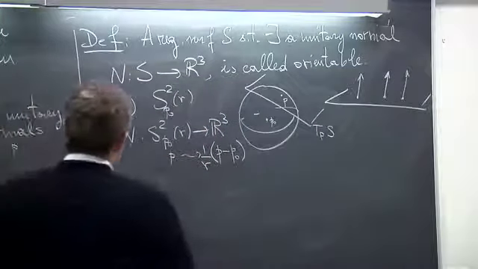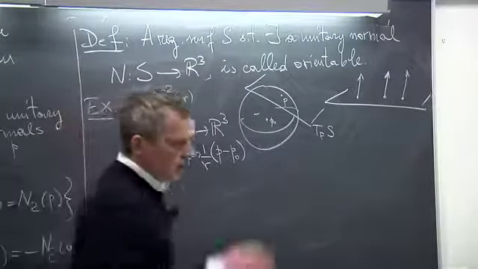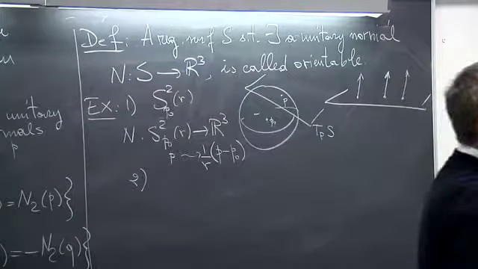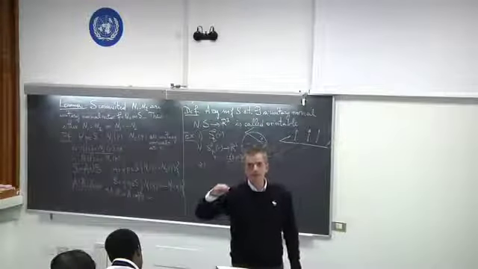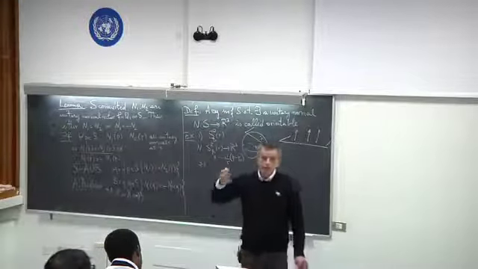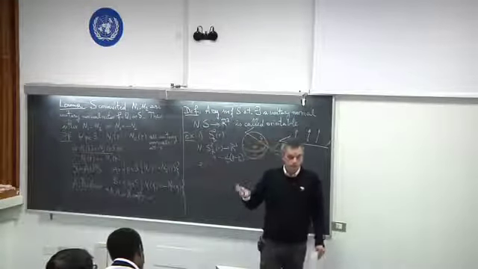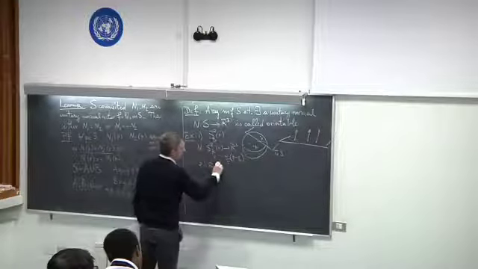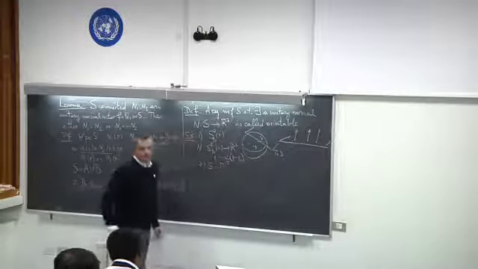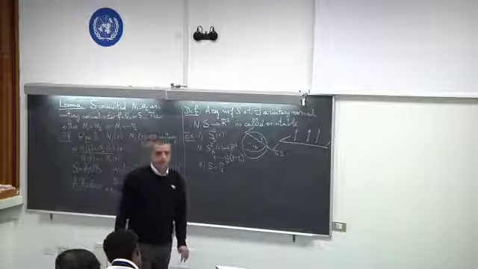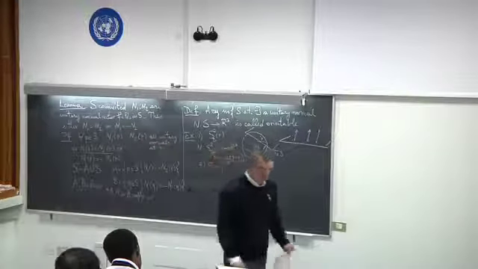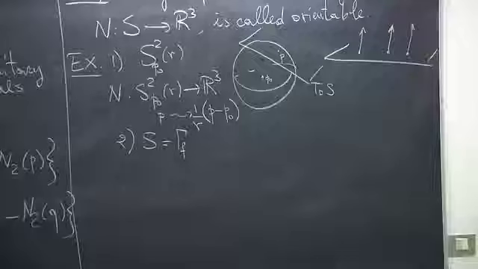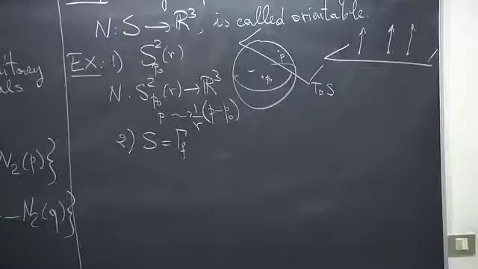For example, example 2. In your list of examples of regular surfaces, the simplest next thing is what? Graphs of functions. So if S is something like the graph of a function f, as in the little example we did at the beginning, whatever f is, are we able to produce a unit normal?